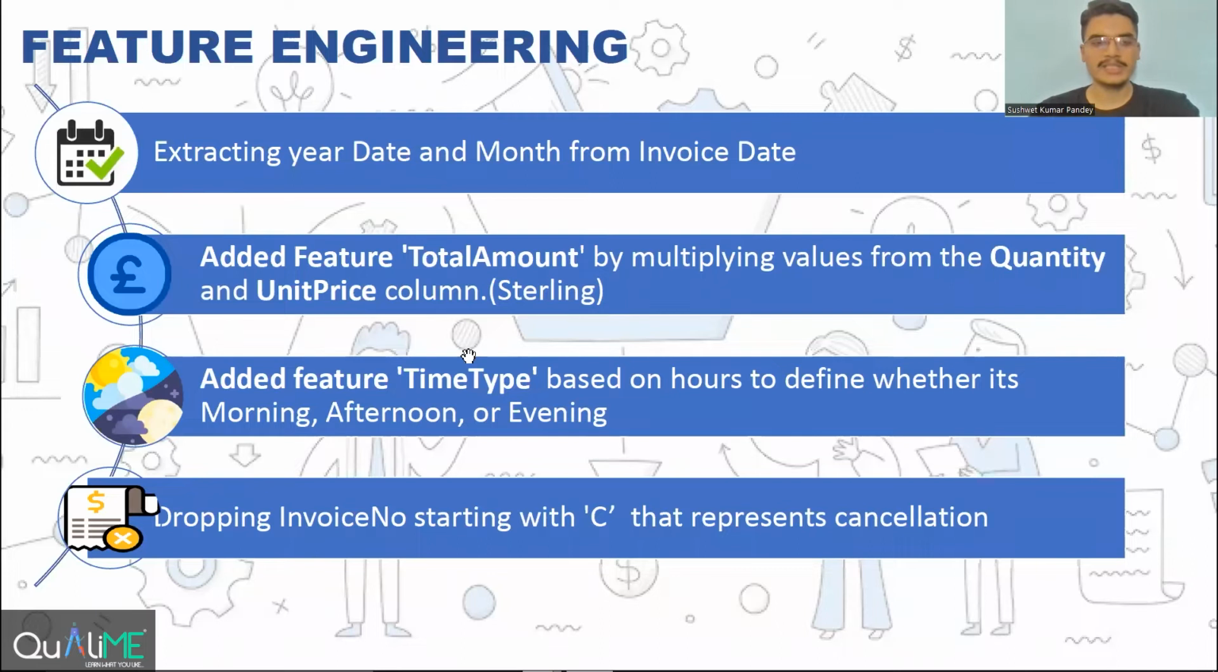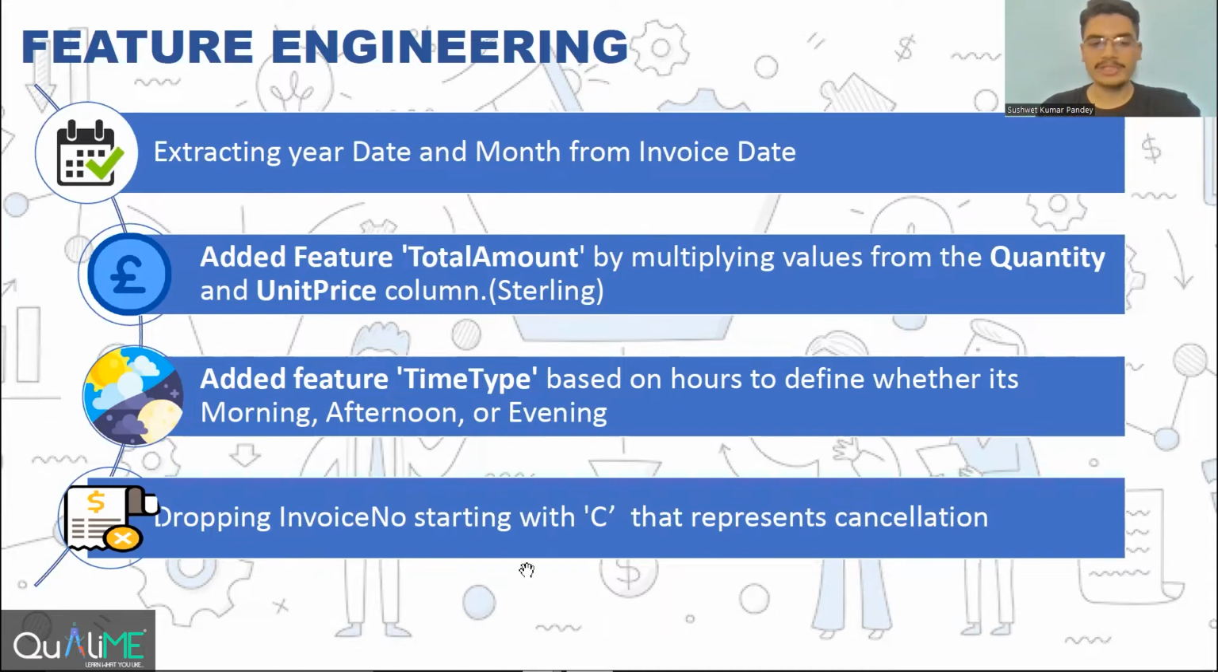After doing basic inspection and data cleaning, we did some feature engineering. We extracted year, date, month, and hour from the invoice date, and created new columns out of that. We added a feature named total amount by multiplying values from the quantity column and unit price column. And we also added a feature named time type to categorize the hour of the day into 3 categories, that is morning, afternoon, or evening.